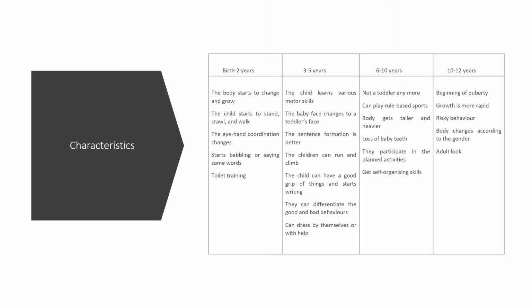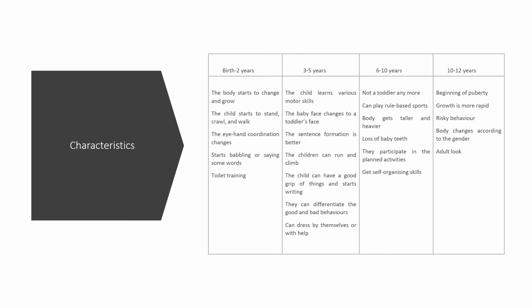The characteristics: from birth to 2 years, the child starts to sit, stand, and walk. Their eye and hand coordination gets better. They start babbling a few words. From 3 to 5 years, the child learns various motor skills like running, climbing, and holding things. The children can feed and dress by themselves.